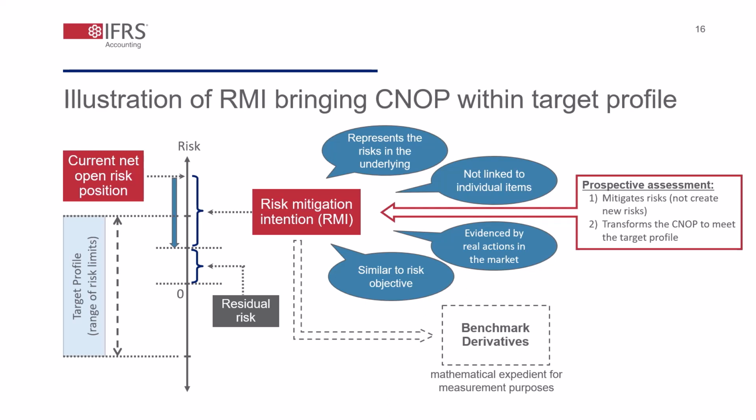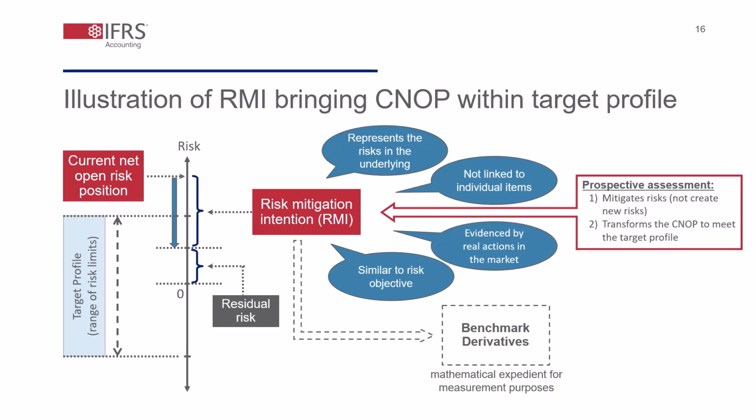Thirdly, despite the requirement of evidencing the risk mitigation intention with the designated derivatives, the risk mitigation intention shall still represent the extent of risk that exists within the current net open risk position, and shall not simply impute all the terms of the designated derivatives, as explained later in this webcast. Last but not least, although risk managers are free to decide their risk mitigation actions in the market, the risk mitigation intention will be determined by accountants as a separate process.